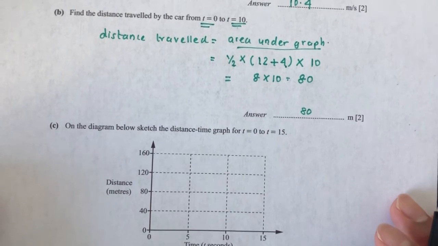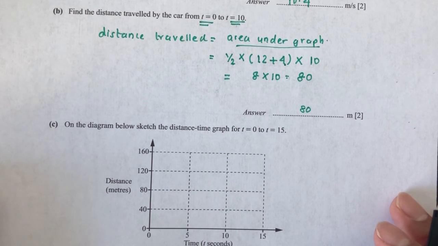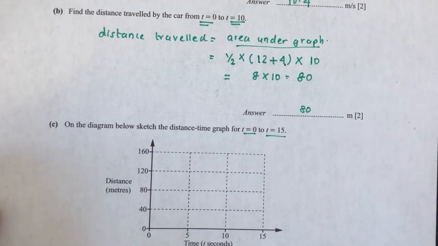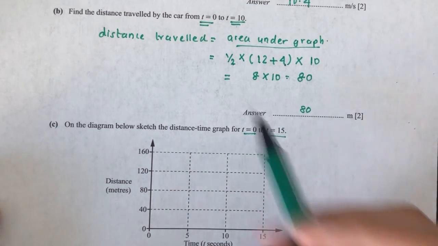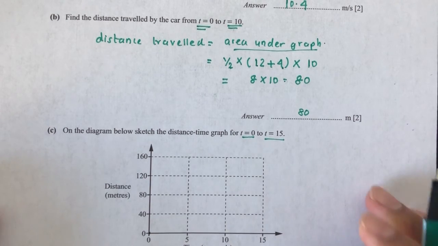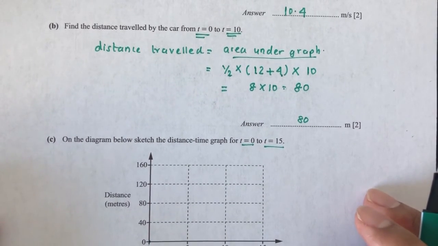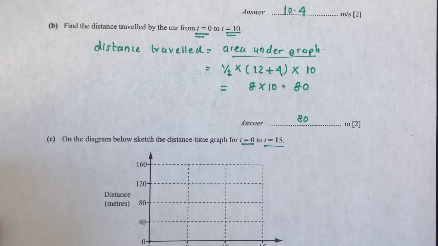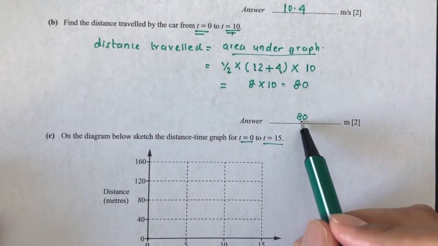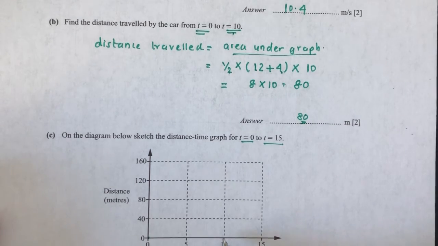So the last question is, on the diagram below, sketch the distance time graph for t equal to 0 to t equal to 15. So we know that at time 0, it was at position 0, right? And then at time 10, the distance traveled was 80. So time 10 will be 80.